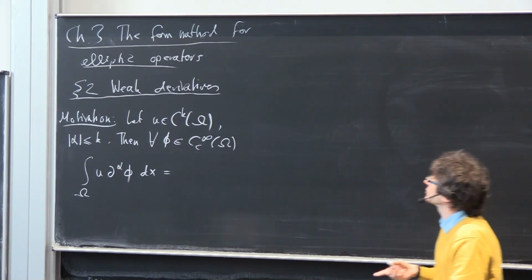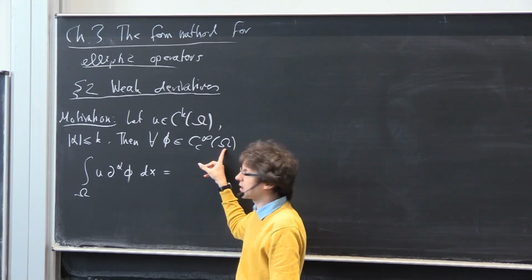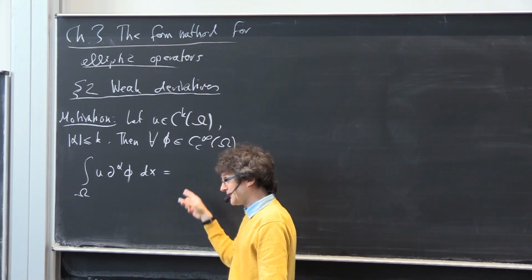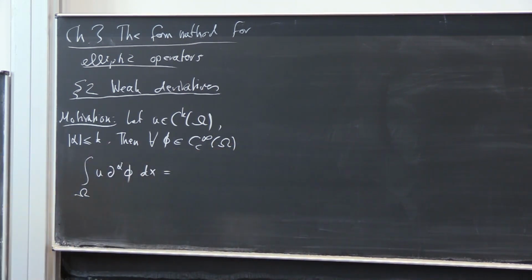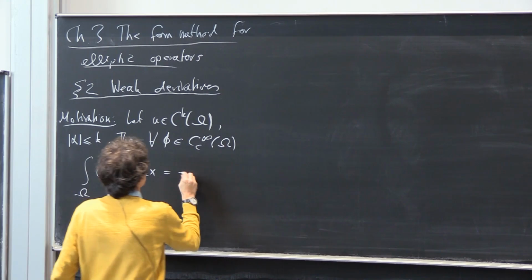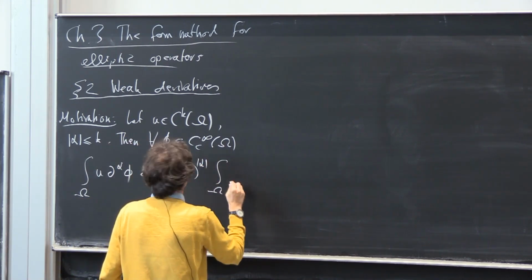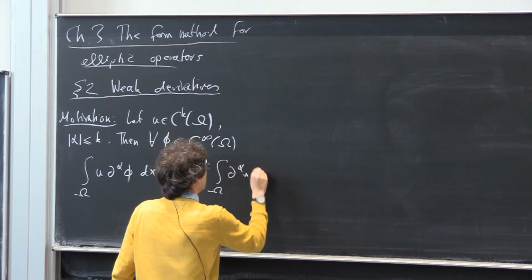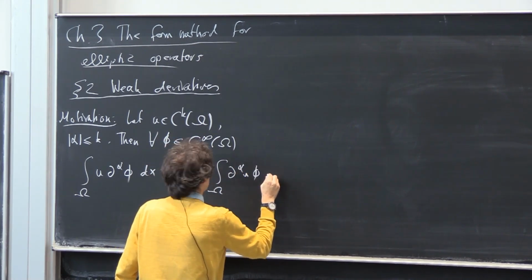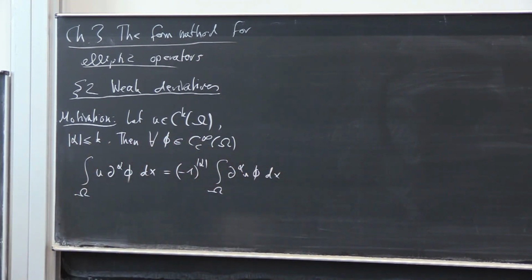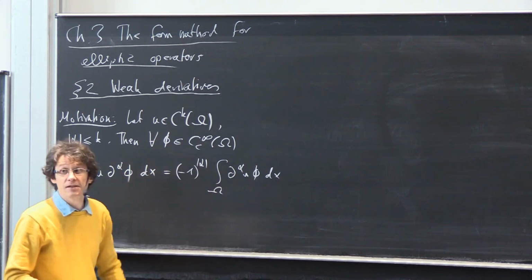But as our function phi has a compact support in omega, there is a neighborhood of the boundary of omega where it is 0, so all the derivatives are 0 there, and all the boundary integrals vanish. So what we get is only a bunch of minus signs, and then the integral the other way around: the alpha derivative of u multiplied with phi. This works for every C^k function u and for every so-called test function phi in C_c infinity.